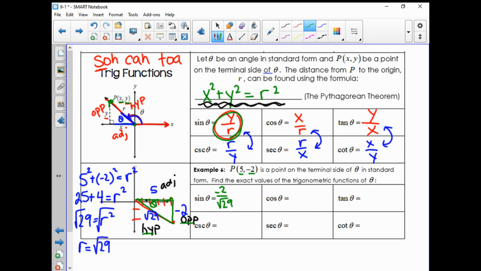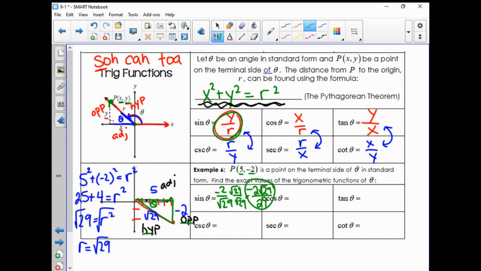However, you guys are all pros at this from last unit and last year. You're going to multiply by the square root of 29 over the square root of 29. So this is going to be negative. Don't forget the negative. 2 square roots of 29 all over 29. We're going to circle that as an answer.